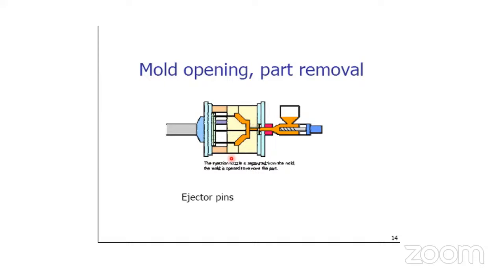Now, when the article cools after packing, holding, and cooling, the article becomes hardened. Then the mold will open. At the time of opening, the ejector pin will push the article. The same thing will happen here: mold opening and ejector pin activation at the same time.